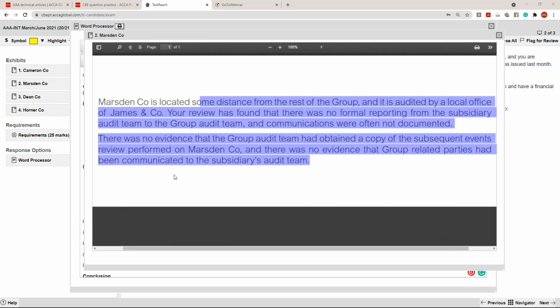Marston is located some distance from the rest of the group and is audited by the local office of James Company. So do we have the same auditor? James Company is a group auditor, and James Company is also the auditor of Marston Company. So do we have the same auditor here, everyone? So is the same auditor performing it? Yes.